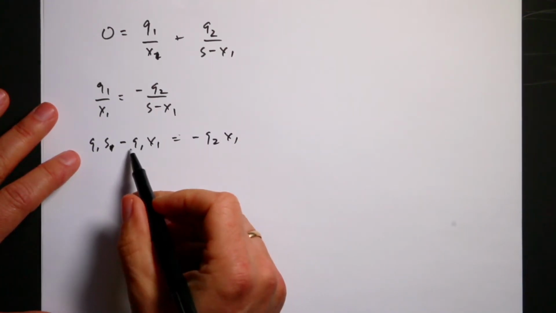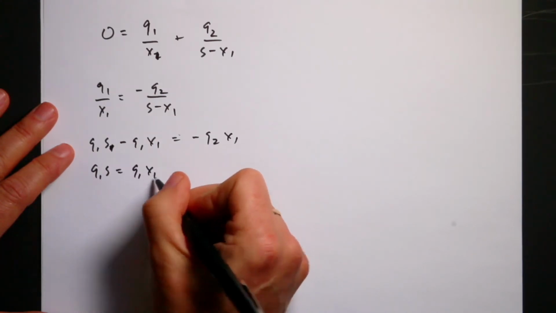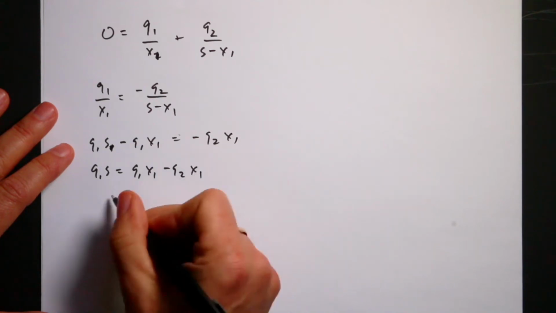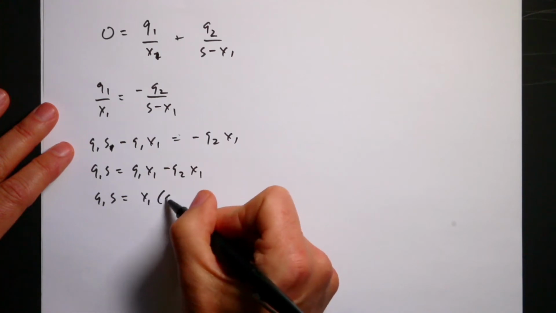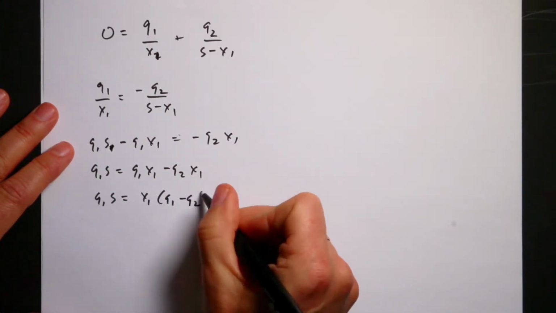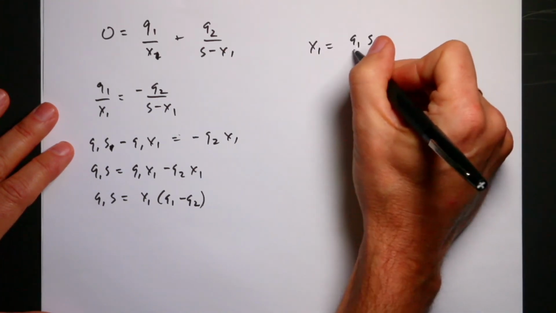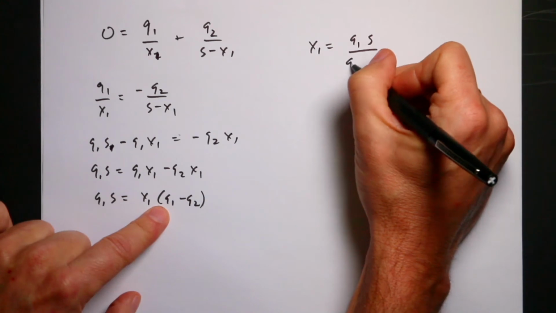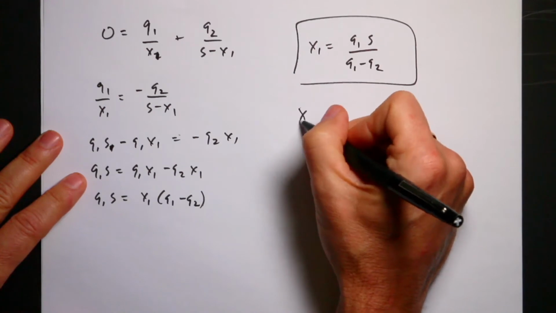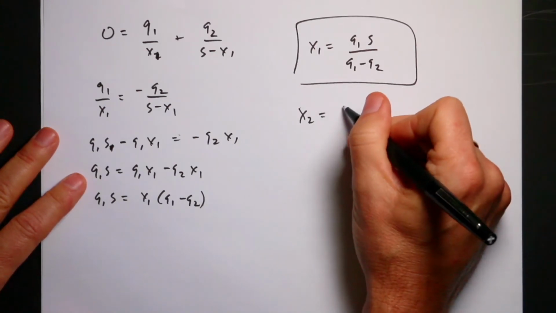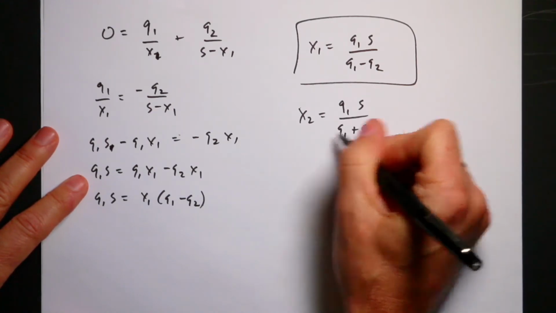Now I'm going to add this to both sides. I get q1s equals q1 x1 minus q2 x1. q1s equals x1 times q1 minus q2. So x1 is going to be q1s over q1 minus q2. Okay, and then my other solution was x2 equals q1s over q1 plus q2.